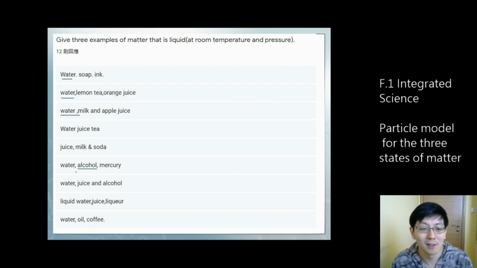Alcohol is very famous now, 酒精. Some suggest mercury or juice, and liquor, used for VA and art, like spray paint. Coffee, apple juice, orange juice. These, yes, they are liquid. And strictly speaking, we call them solutions, 其實叫溶液比較多嘅。But of course they are not wrong, they are all in liquid form.